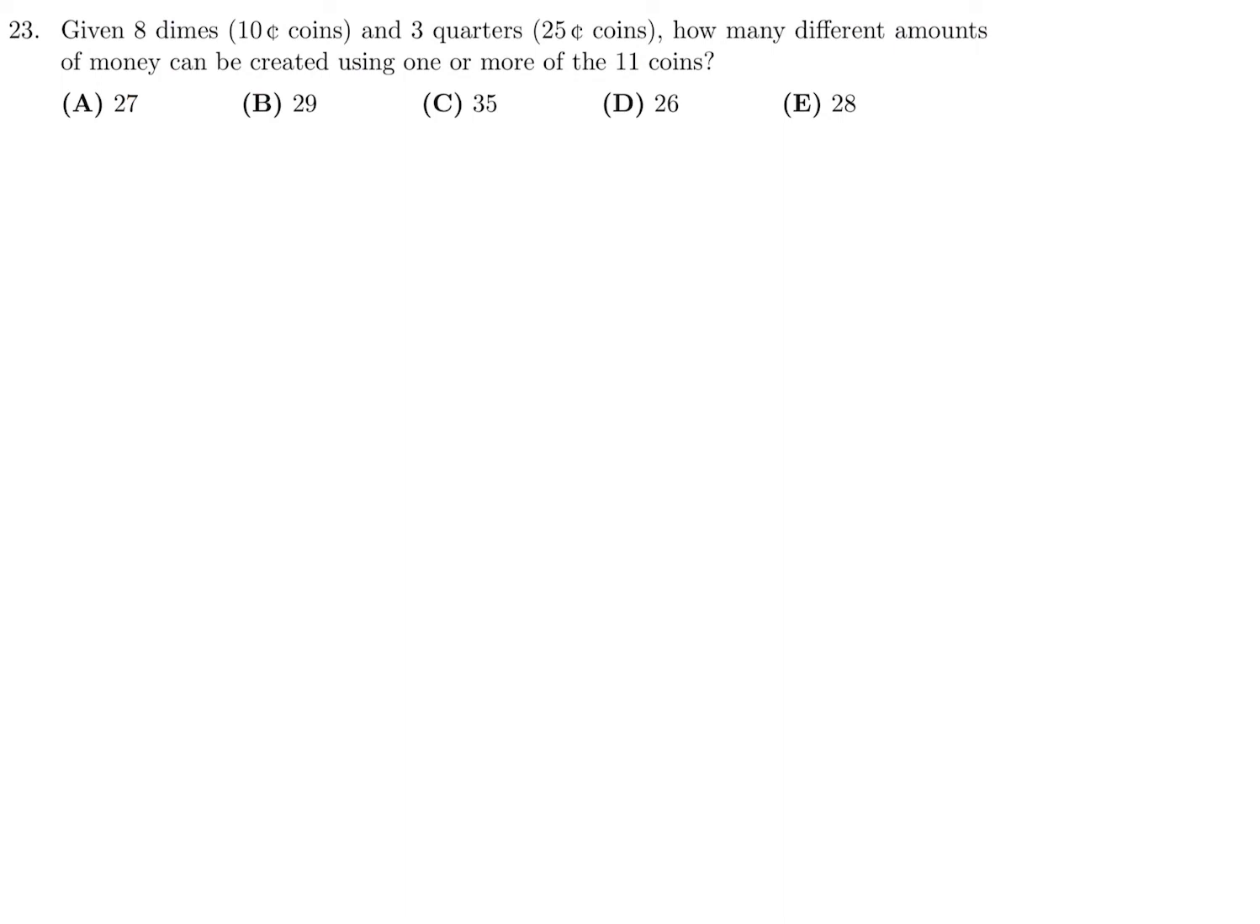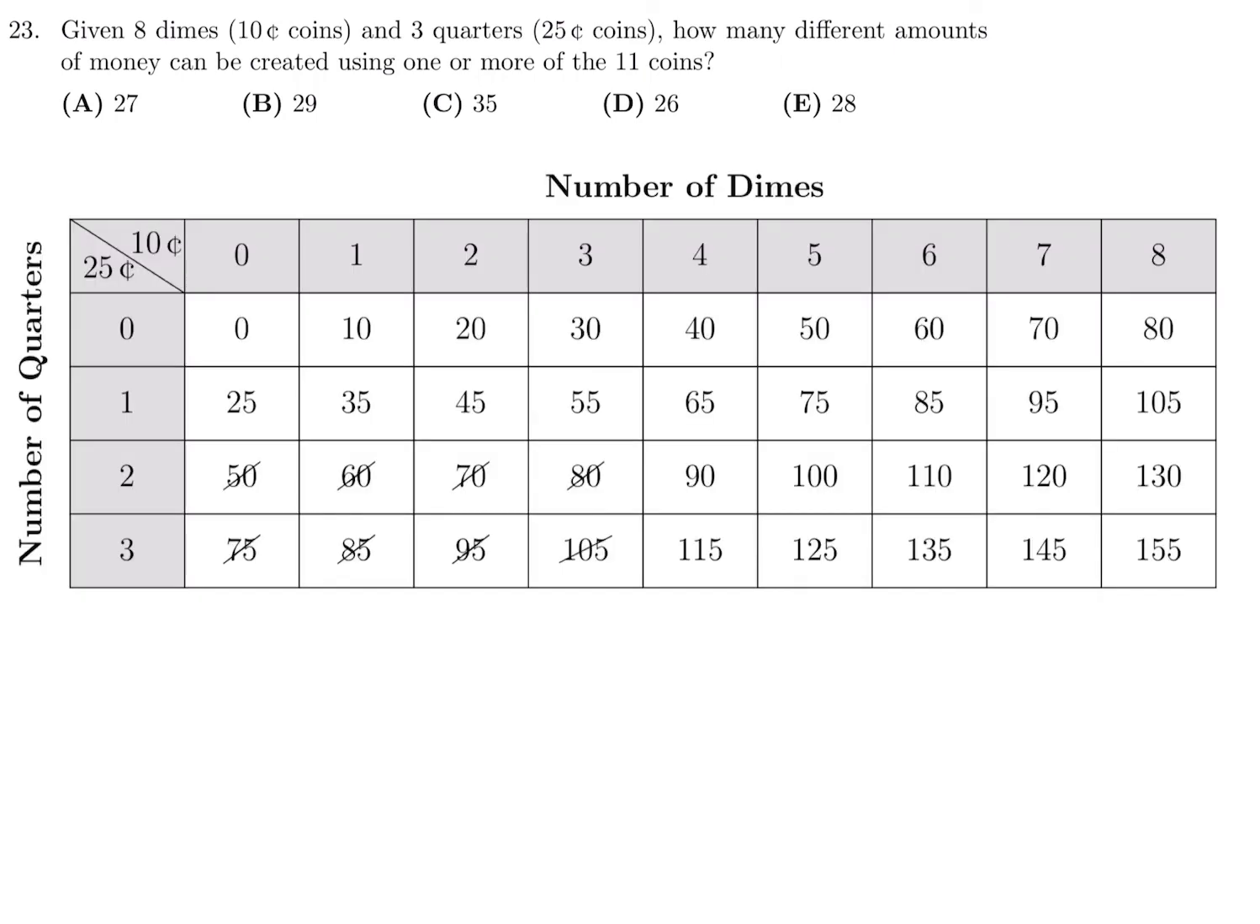Given 8 dimes, 10-cent coins, and 3 quarters, 25-cent coins, how many different amounts of money can be created using one or more of the 11 coins? Here you have a very nice table. This row represents the number of dimes from 0 to 8. This column represents the number of quarters from 0 to 3. And then for each combination is listed the value.